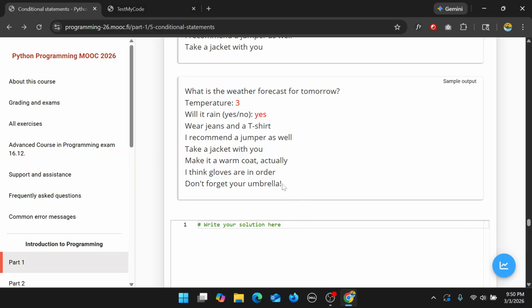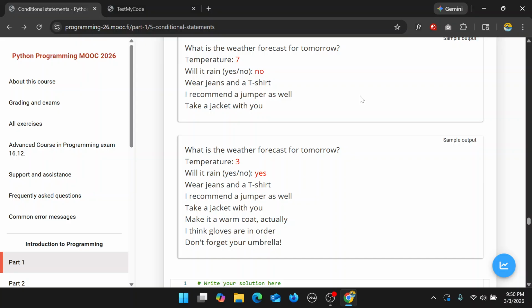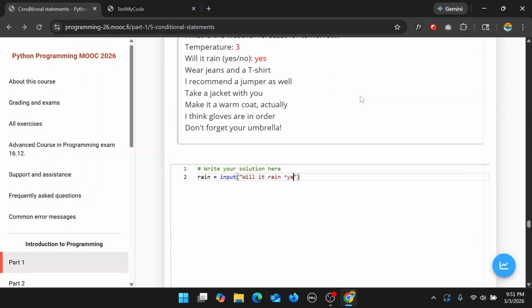Okay, so one thing we know for sure, at least that we can assume, is that if it rains, then we have to say to take your umbrella. I think that's one of those things we could just do. Rain is equal to an input, and will it rain, which is just yes or no. Then we just say if rain equals yes, then we'll just print don't forget your umbrella, like that.